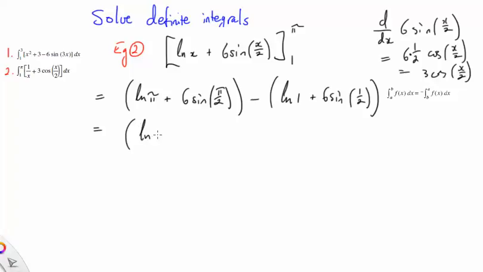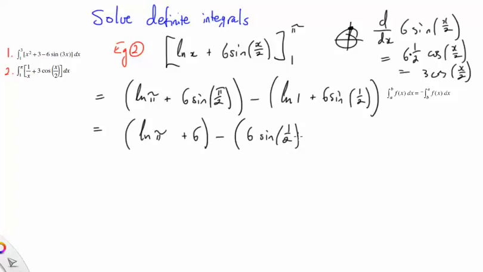It's the natural log of pi, you can't simplify that. Pi on 2, sine pi on 2. Well, our unit circle, pi on 2 is here, and the y value is 1. So sine of pi on 2 is 1. So that's plus 6 minus natural log of 1, which is 0, plus 6 sine of a half.